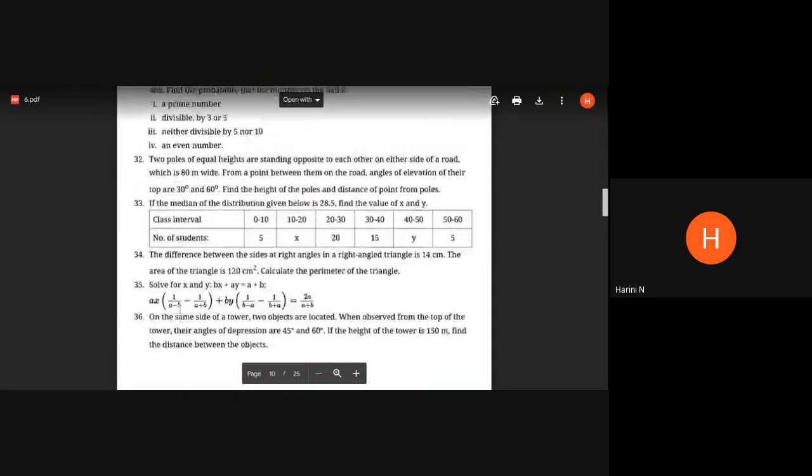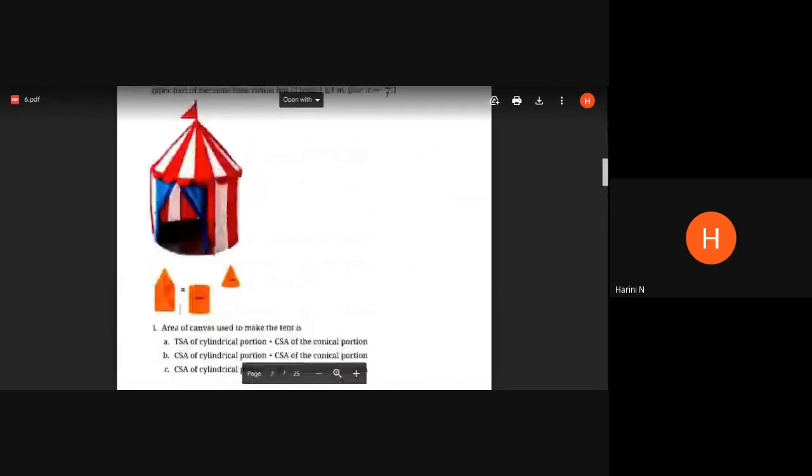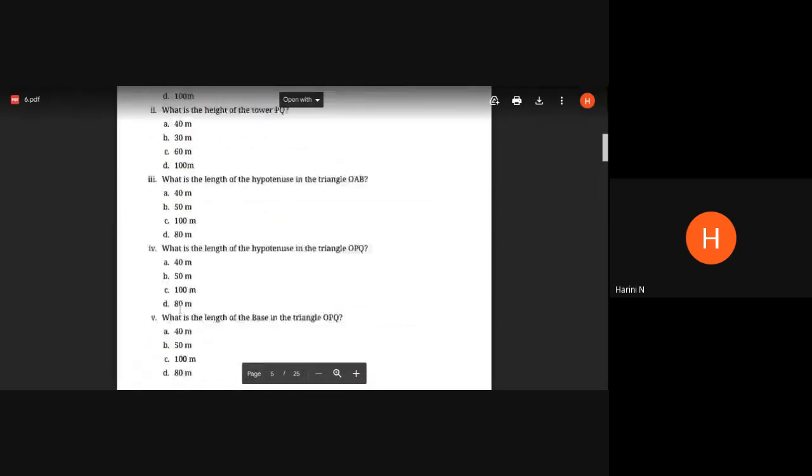See, only the trigonometry part is what you have to do in the 10th standard. The simplification and all is very, very simple. You should be able to do it. There was one more problem.